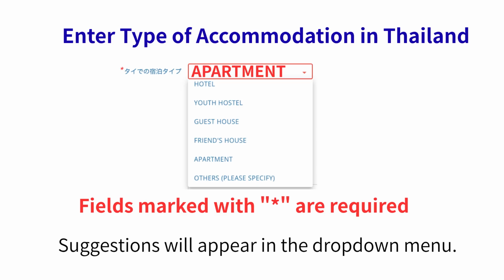In the Type of Accommodation in Thailand section on the screen, please select the option that matches your accommodation type. This field has an asterisk, so it is required. Click the drop-down menu to see the available options. If you are staying at a hotel, select Hotel. If you are staying in an apartment, your own home, or a rented house, select Apartment.